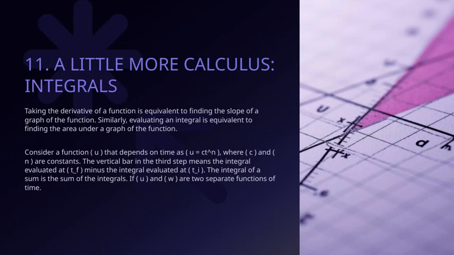Let's consider a function u that depends on time, expressed as u equals c times t raised to the power n, where c and n are constants. Now, in the third step, when you see the vertical bar, that means we're evaluating the integral at the final time and subtracting the value of the integral at the initial time. This is a common way to find the accumulated change over a specific interval.